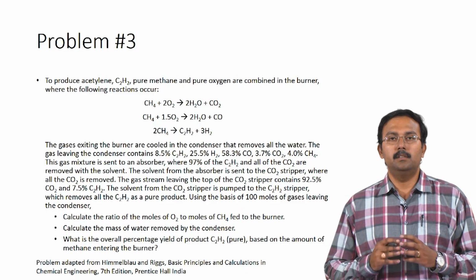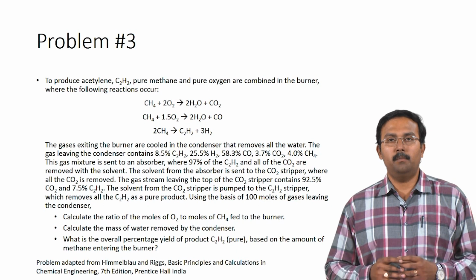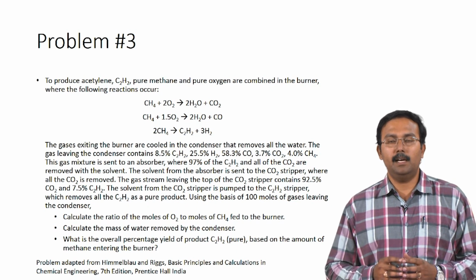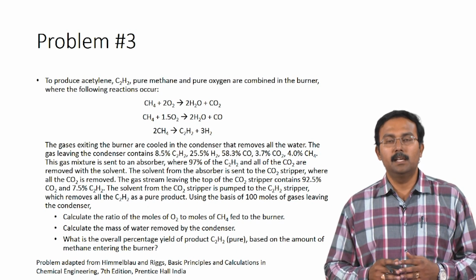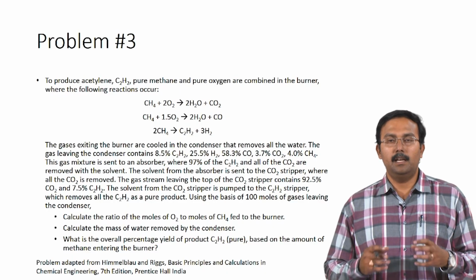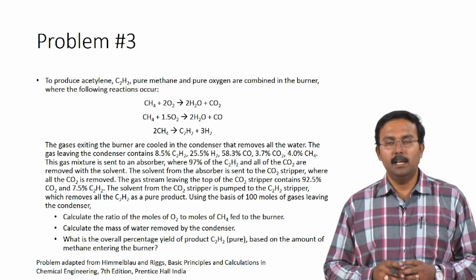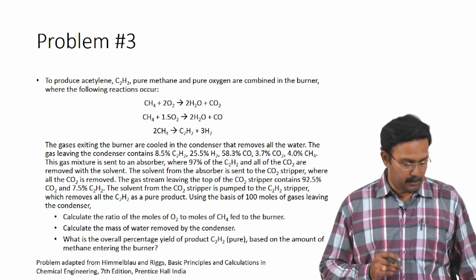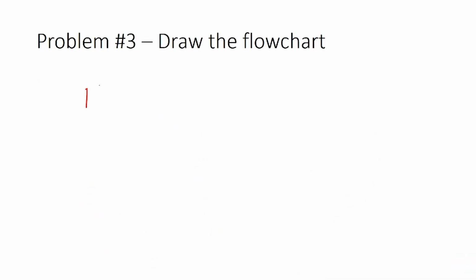So, now this is a much more complicated problem than what we have been looking at because there are multiple reactions and also multiple systems. Let us try to gather all the information and draw the flow chart for this system. The problem statement gives us that there is a burner to which methane and oxygen are fed. So, you have methane and oxygen fed to the burner.